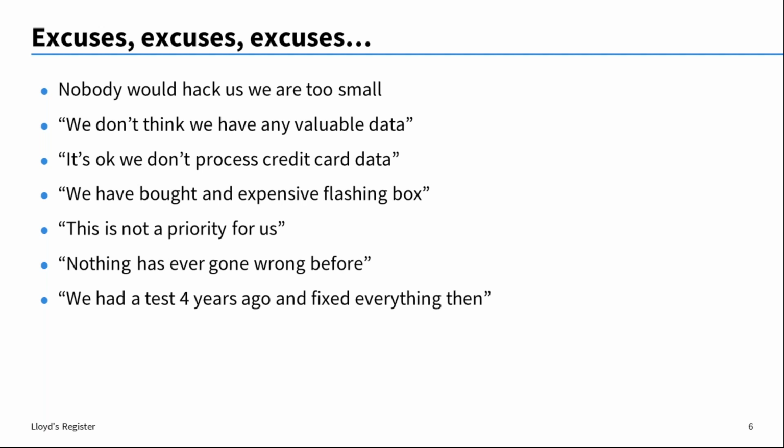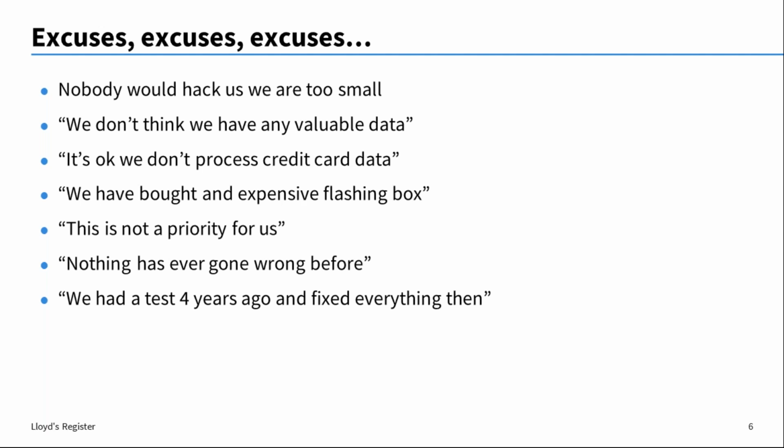Similarly, the normal response is, yeah, we don't think we have any valuable data. The value of data will change from one person to another. Your interpretation of what is valuable may differ from your client's interpretation. You may think it's low risk, but it may not be low risk to someone else.